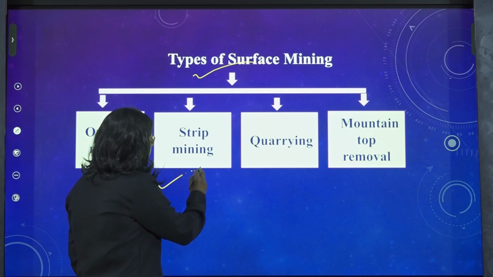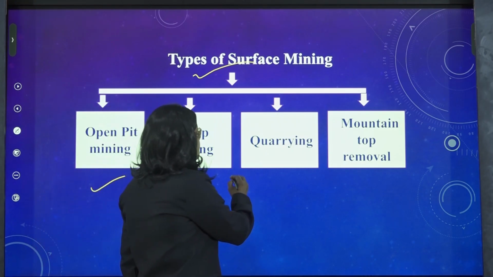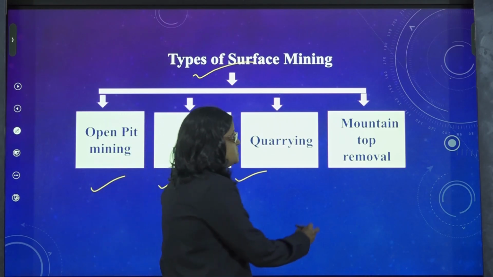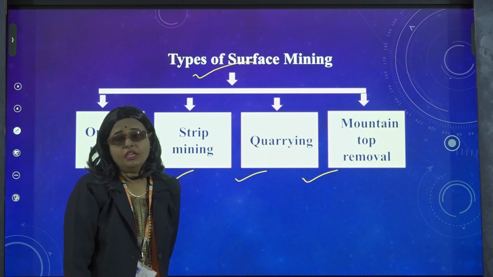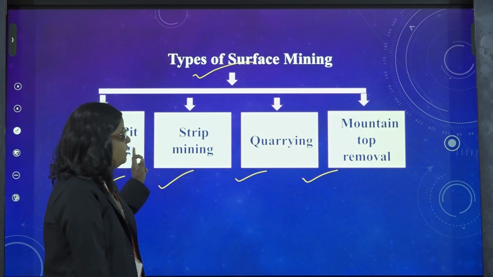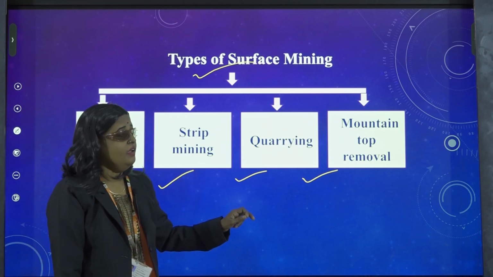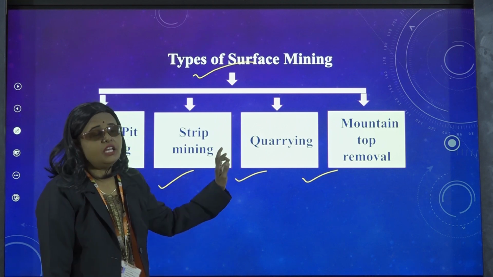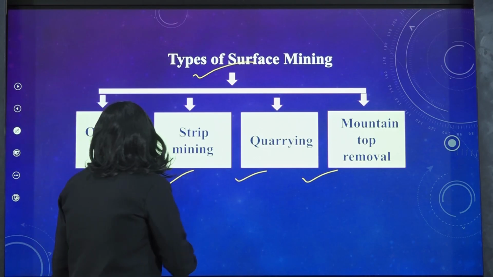Next one, strip mining. Next one, quarrying. Next, mountain top removal. So, open pit mining, strip mining, quarrying, mountain top removal. These are the types of surface mining. Clear?